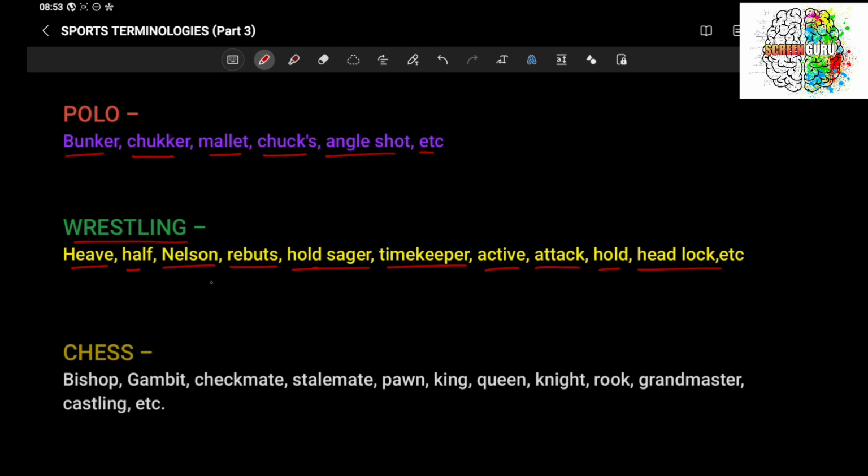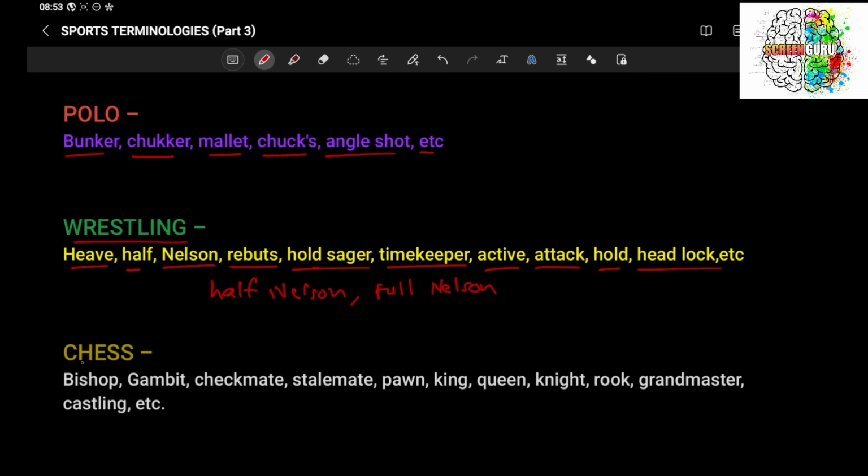Now related to Nelson, there is a term known as half Nelson, and there is another term known as full Nelson. Now this is relating to a particular skill related to wrestling.